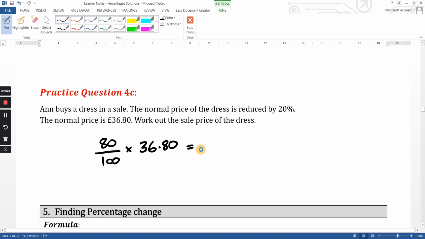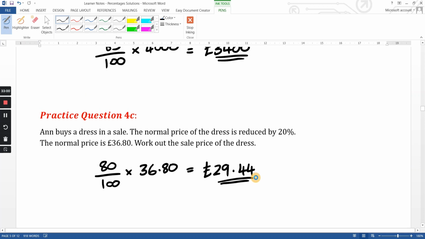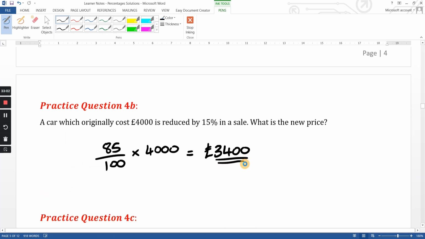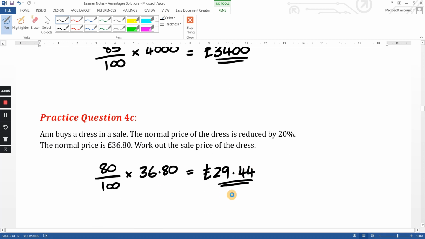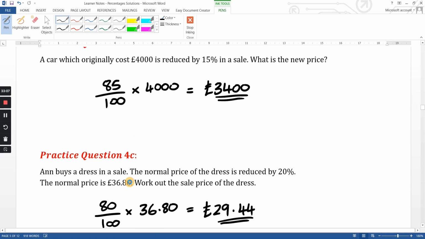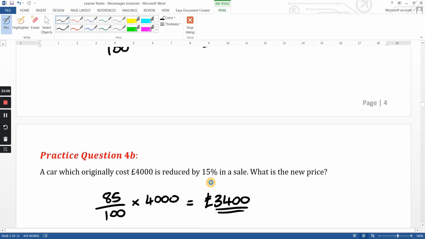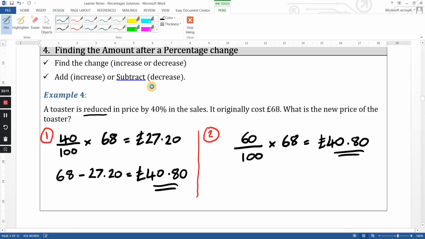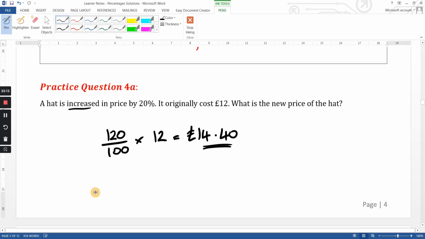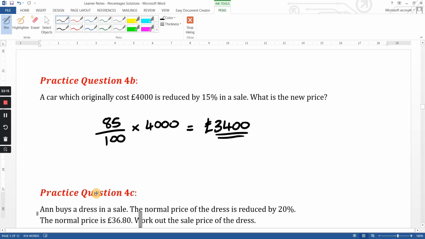Okay, so again, let's type in my calculator. I get £29.44. Yep, and if you didn't get these answers, do double check where you've gone wrong. Okay, so I do like this second method, it's really good, but if you prefer doing it the first way, doing it in 2 steps is absolutely fine, as long as you get the right answer. That's the main thing.